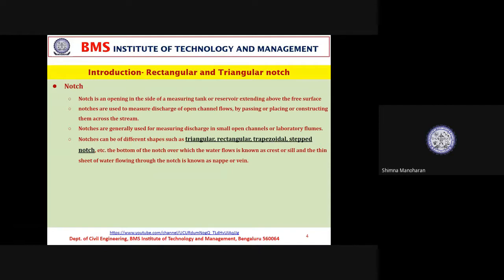It can have different shapes such as triangular, rectangular, trapezoidal, step notch, etc. The bottom of the notch over which the water flows is known as the crest or sill, and the thin sheet of water that is flowing through the notch is known as the nappe or vein. So these two terms are important for any civil engineer.